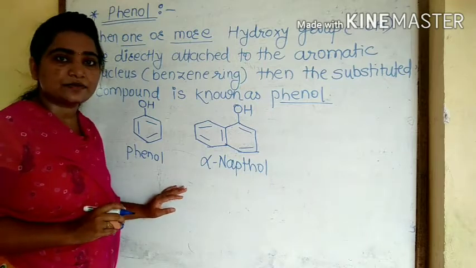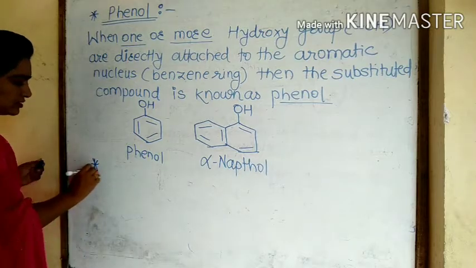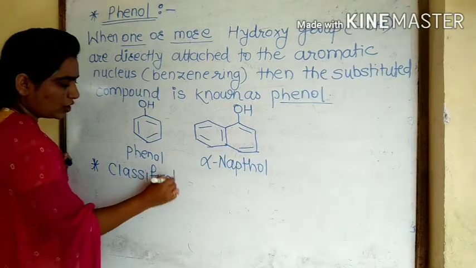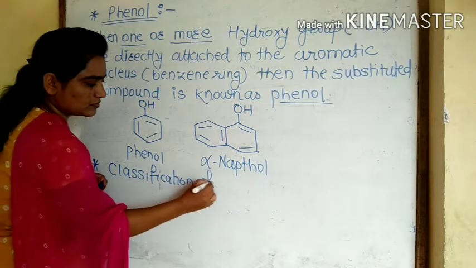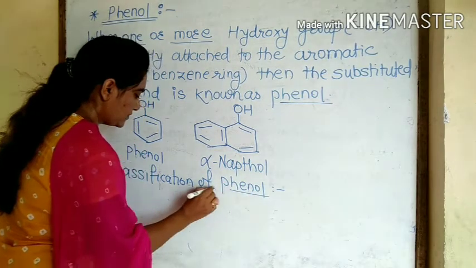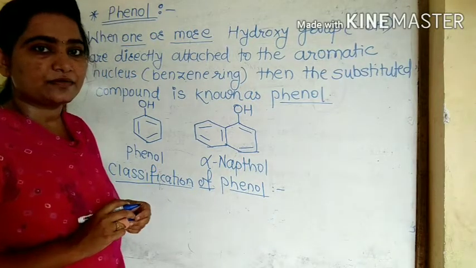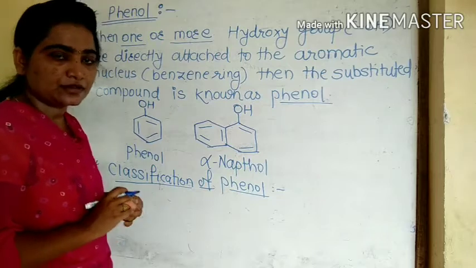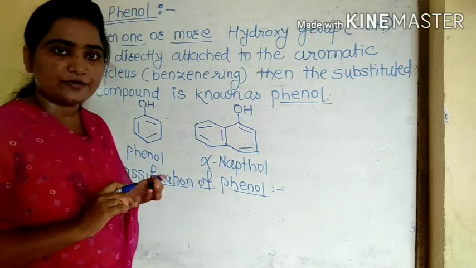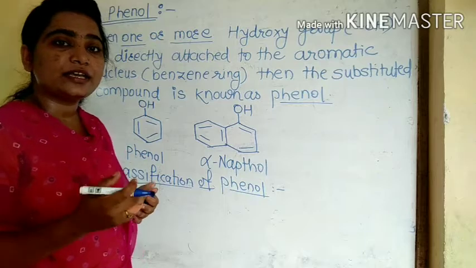Now we will see classification of phenol. Okay. Next is what? Classification of phenol. Now phenol is mainly classified into three types, or we can say four types. That is what? Monohydric phenol, dihydric phenol, trihydric phenol, or the polyhydric phenol.